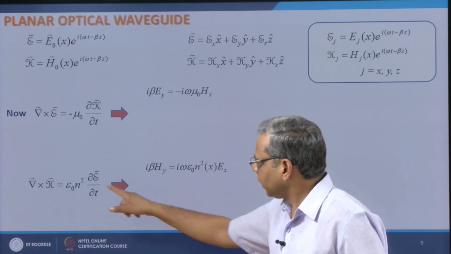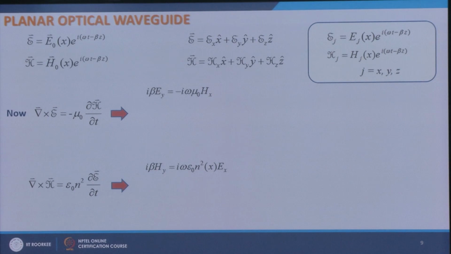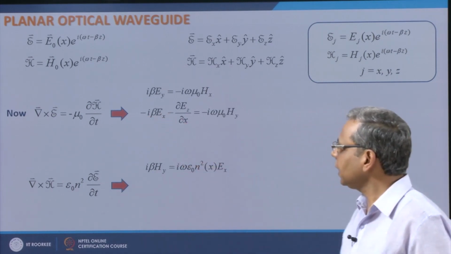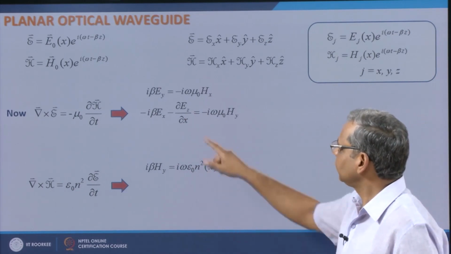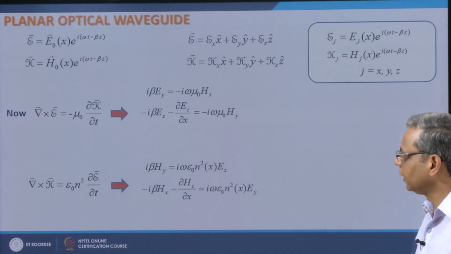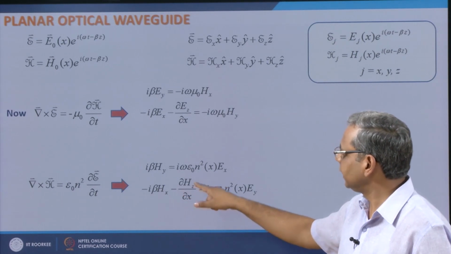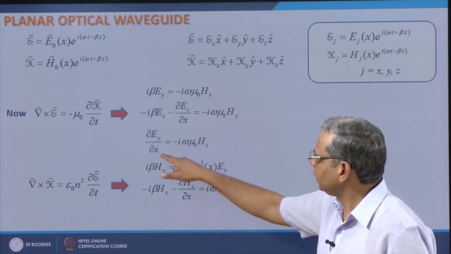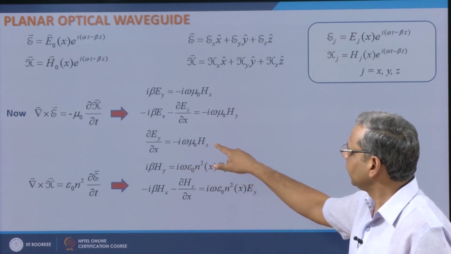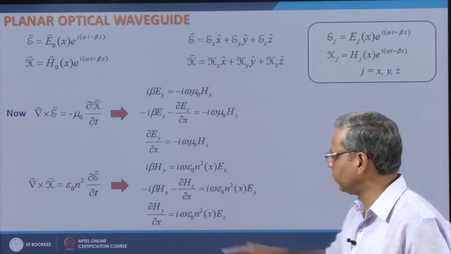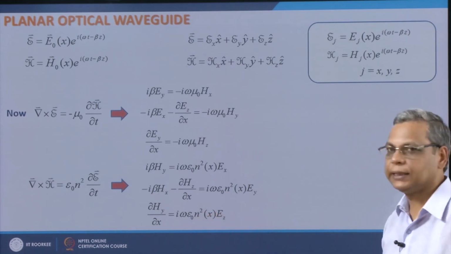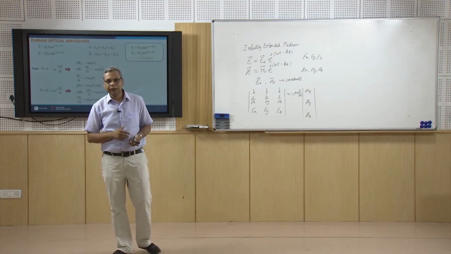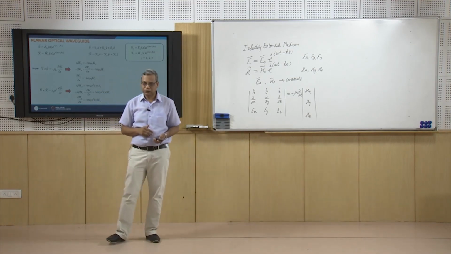The x equation from here would be i beta Hy is equal to i omega epsilon naught n square of x times Ex. The second one from here would be minus i beta Ex minus del Ez over del x is equal to minus i omega mu naught Hy, and here it would be minus i beta Hx minus del Hz over del x is equal to i omega epsilon naught n square of x Ey. Third one would be del Ey over del x is equal to minus i omega mu naught Hz, and here it would be del Hy over del x is equal to i omega epsilon naught n square of x Ez. So, I have got 6 equations which relate the electric and magnetic field components Ex, Ey, Ez and Hx, Hy, Hz.